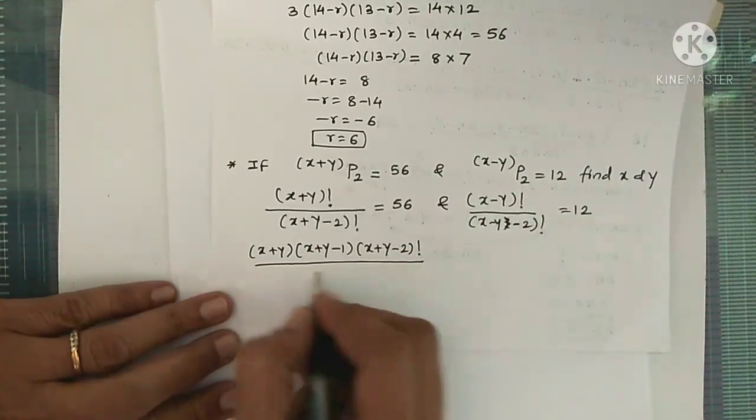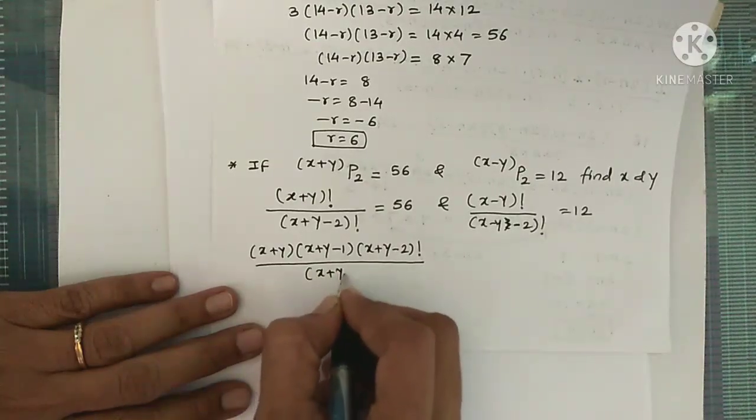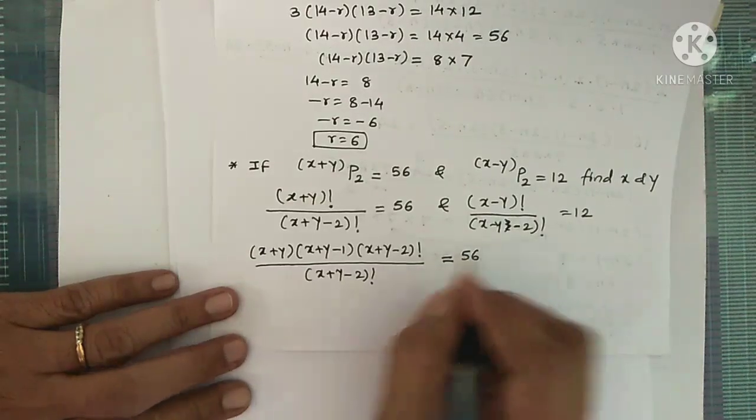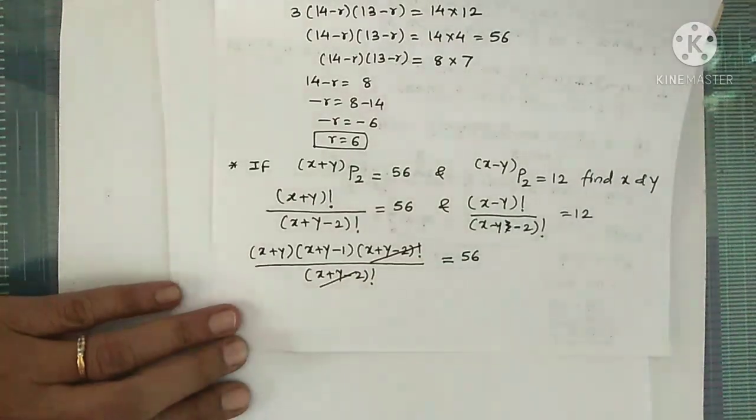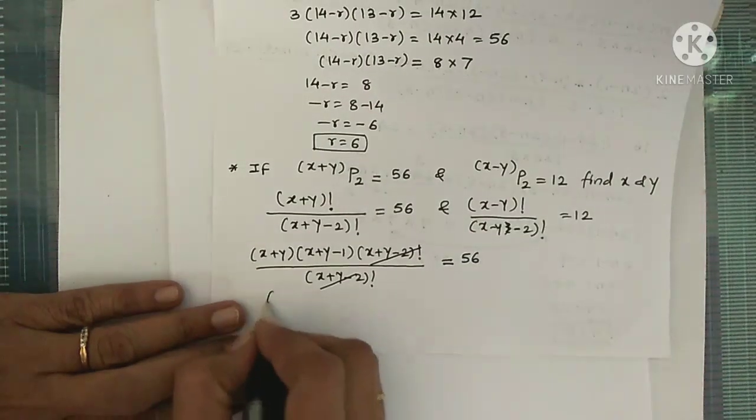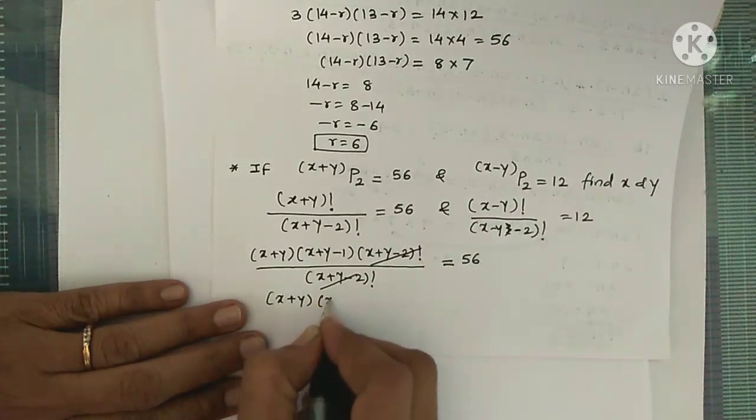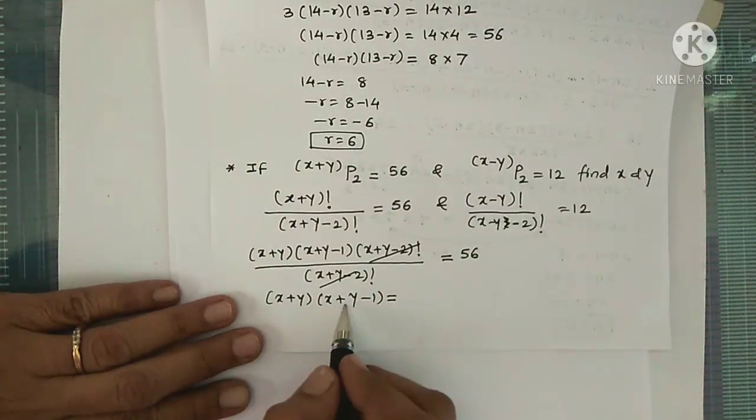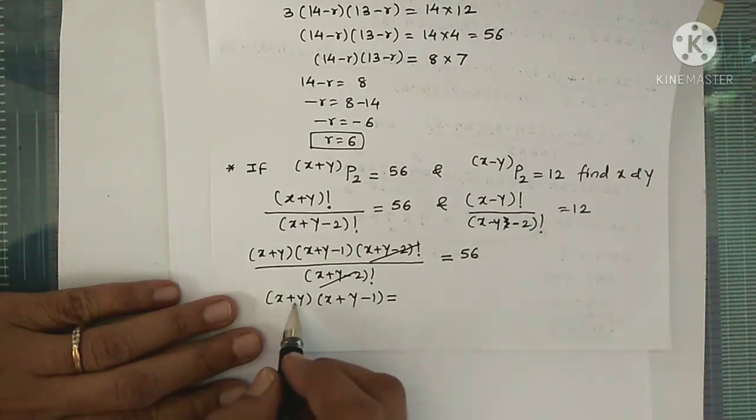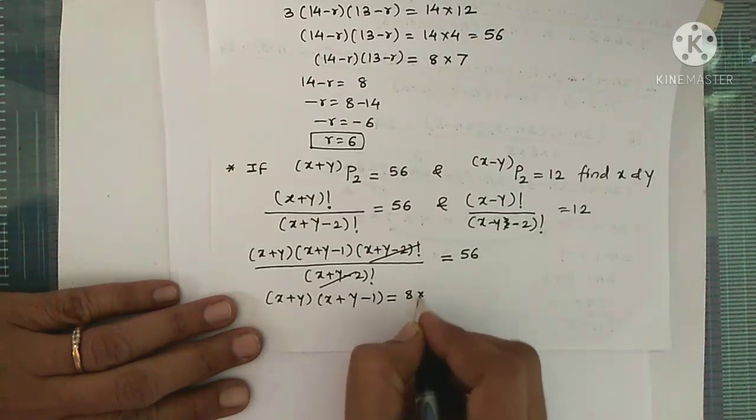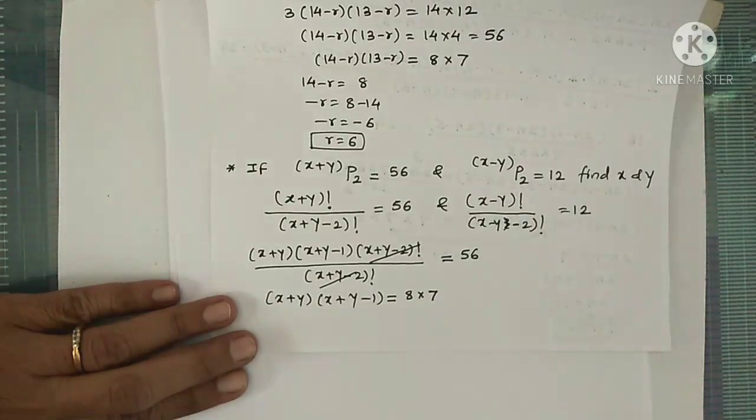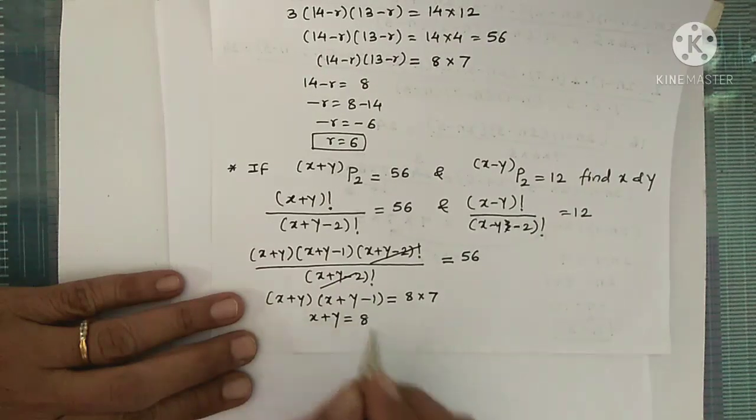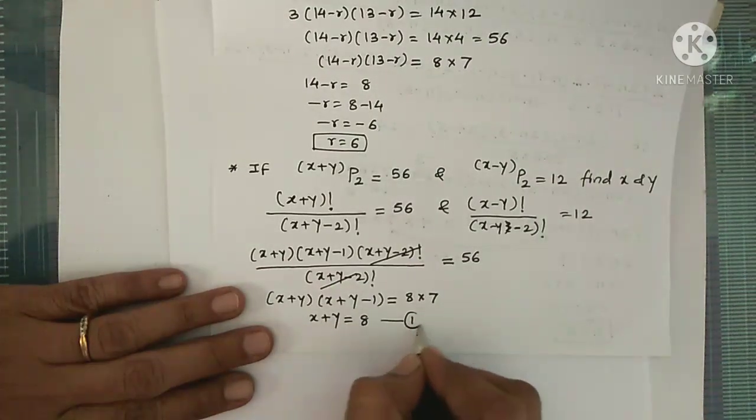As in the denominator we have this term (x plus y minus 2) factorial, to cancel that term we have written it like this. Now this (x plus y minus 2) factorial gets cancelled, and we have x plus y multiplied by x plus y minus 1. See here, these two are consecutive natural numbers. We have to write the bigger number first. In the previous example, we had the same number 56, so we know it is 8 into 7. So we have one equation, x plus y equal to 8. Let this be equation number 1.